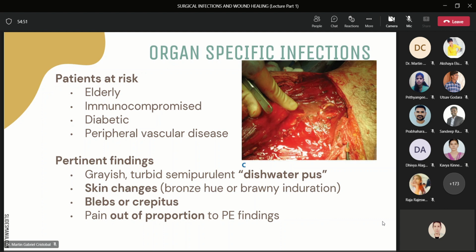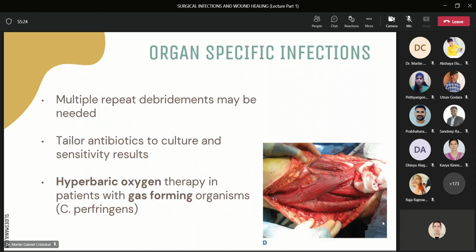The pertinent findings are grayish, turbid, semi-purulent material, or dishwater pus. Skin changes such as bronze hue or brawny induration, blebs or crepitus, and pain at the site of infection out of proportion to any physical manifestation. Usually they require multiple debridements to completely remove the infected tissue, and the antibiotics should be tailored to the results of culture and sensitivity. Patients with gas-forming organisms or Clostridium perfringens infection should be given hyperbaric oxygen therapy.